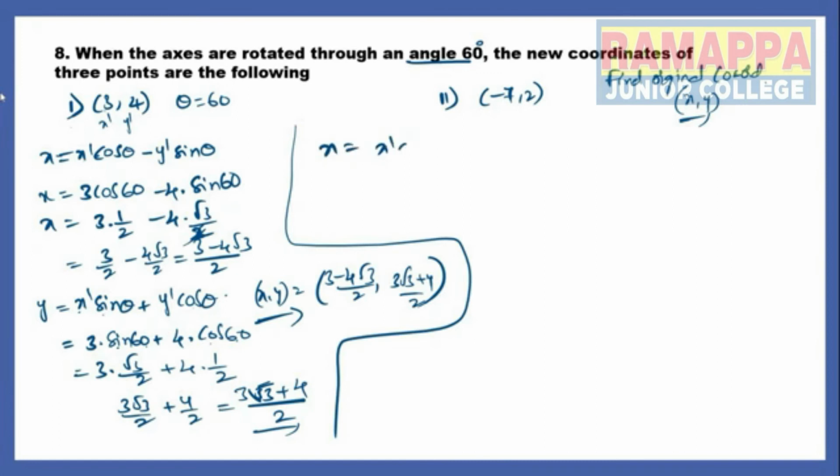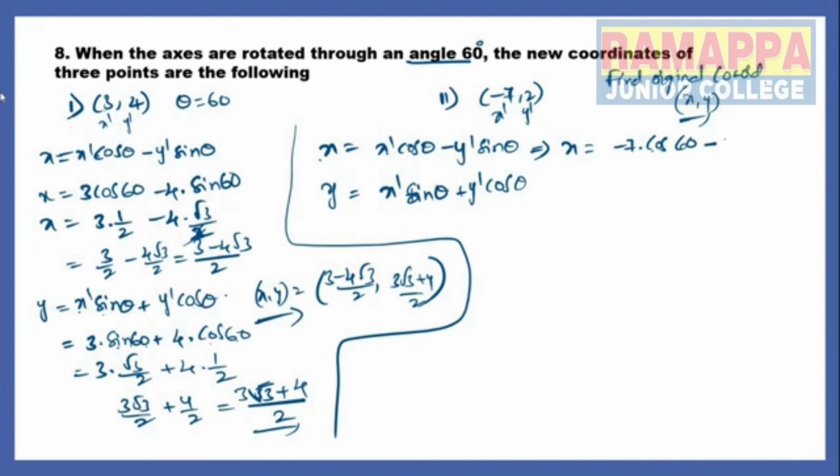So x is equal to x dash cos theta minus y dash sin theta, and y is equal to x dash sin theta plus y dash cos theta. So in this we put the values. x is equal to, with x dash as minus 7, minus 7 into cos 60 minus y dash, which is 2, into sin 60. Cos 60 is 1 by 2 and sin 60 is root 3 by 2. So it will become minus 7 by 2 minus 2 root 3 by 2, which is minus 7 minus 2 root 3, divided by 2.